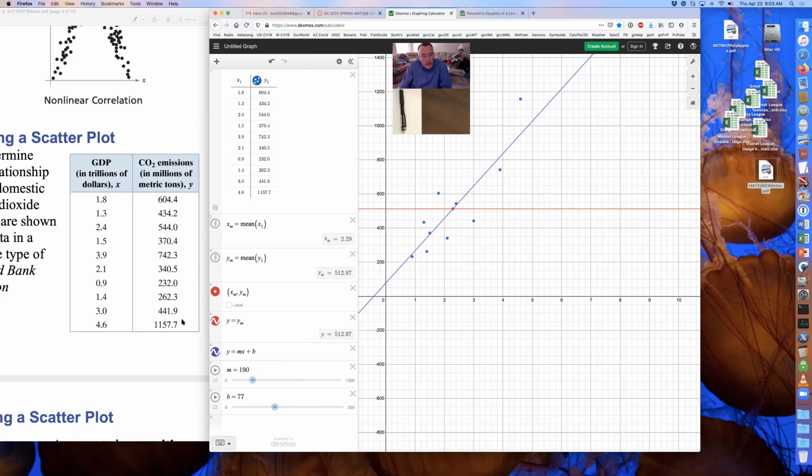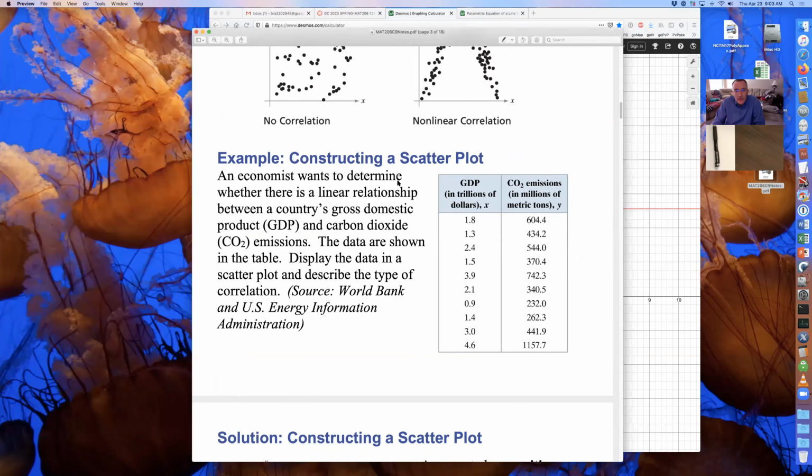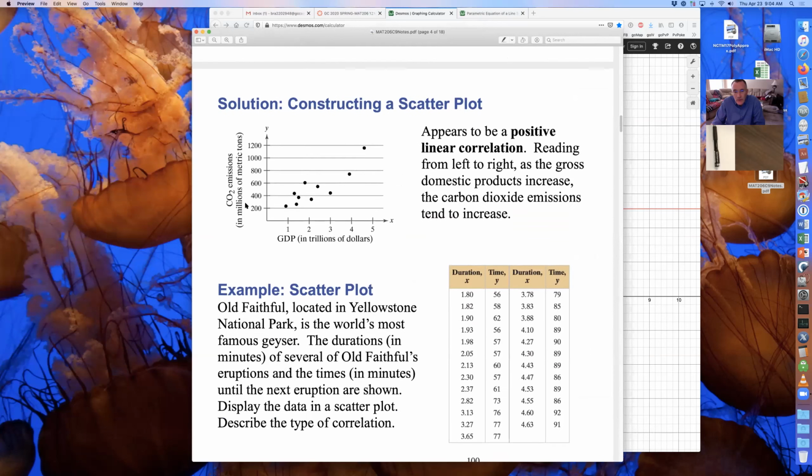Let's try another one. What we had just looked at was constructing the scatter plot for GDP and CO2. So then you get something similar to this, right? This is the one they got, and that looks a lot like ours in Desmos. So then try again, right? That's kind of the plan.